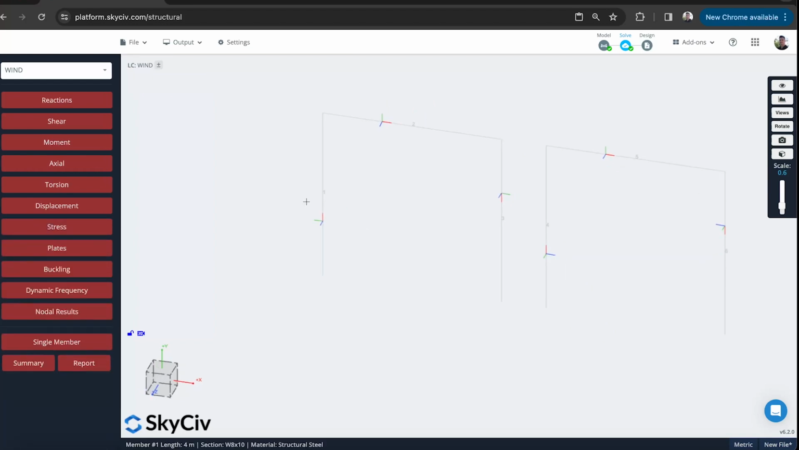So that's a little bit of a tutorial on why it's important to orientate your members in the correct axes, and just a little bit about the differences between major and minor axes, also known as weak and strong axes.